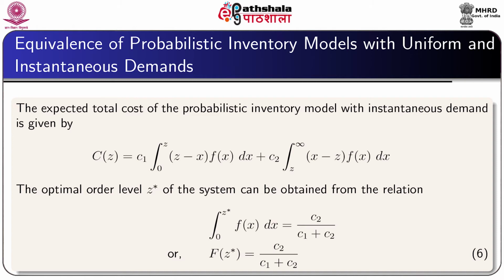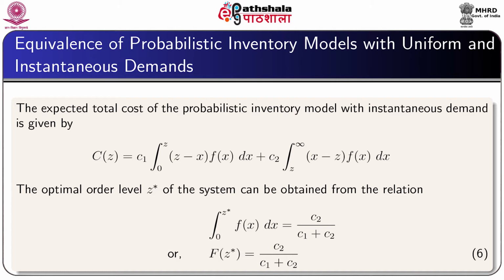We have just developed the probabilistic inventory model with uniform demand and no setup cost. Here we have considered the continuous version and discrete version of the model. We now proceed to find an equivalent relationship between this model and the probabilistic inventory model with instantaneous demand and no setup cost. In order to establish the equivalence relationship, let us first consider the probabilistic inventory model with instantaneous demand.